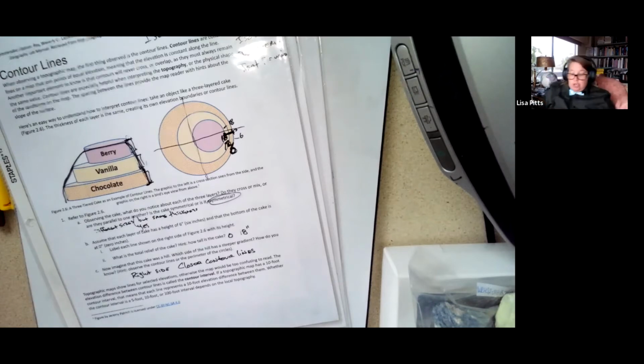So topographic maps show lines for selected elevation, otherwise it would get really confusing. Typically it's on a 10-foot or 20-foot interval or something like that. It's usually written out near the scale bar, and it'll tell you what the contour interval is. So the contour interval is the distance between contour lines. A lot of times, especially on topographic maps, you have what we call index contours, which are a darker color. But the interval is still the lighter bands in between.